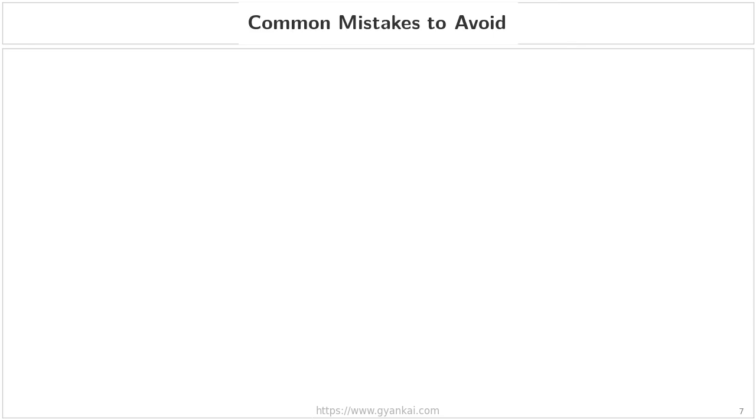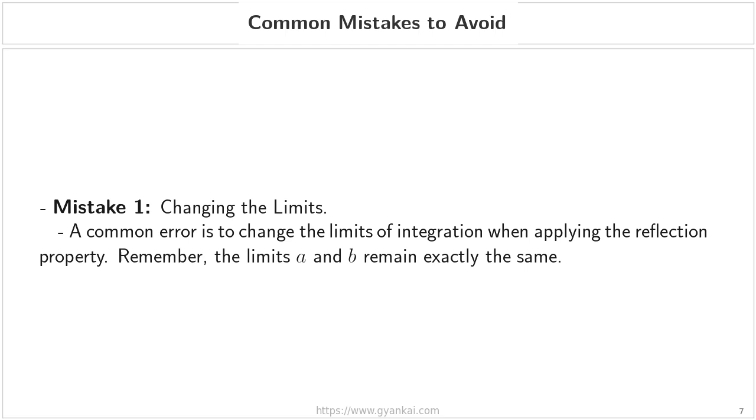Common mistakes to avoid. Mistake 1, changing the limits. A very frequent error is accidentally altering the limits of integration, that is, the values a and b that define the interval over which we're integrating. Remember, the whole point of the reflection property is to transform the function inside the integral, not to change where we're integrating from and to. The limits a and b stay exactly the same before and after applying the property. Don't swap them, don't add or subtract anything from them, keep them consistent.